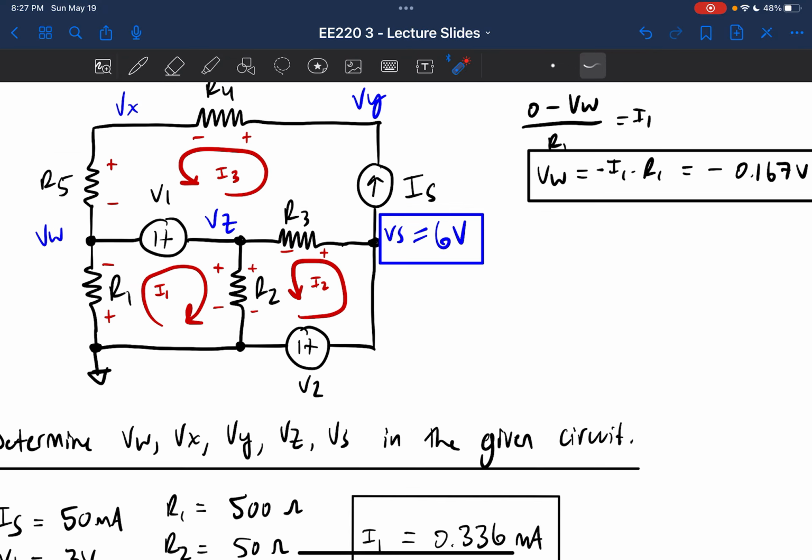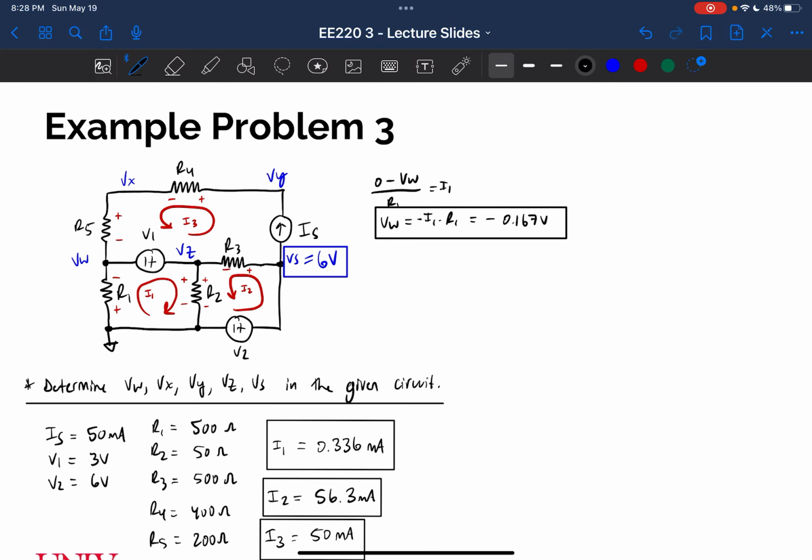If I know VW, I have two options here. I can start at VW and go right across this voltage source, and I know that VZ has to be V1 volts higher than VW. V1 is only 3 volts, so I can just take this voltage and add 3 to it, and that should give me VZ. I could also look at Ohm's law across R2. I know I1 and I2 are the currents flowing through this resistor, so I could say I1 plus I2 times R2 gives me VZ as well. But I'm just going to take the easy route and add 3 volts to this value.